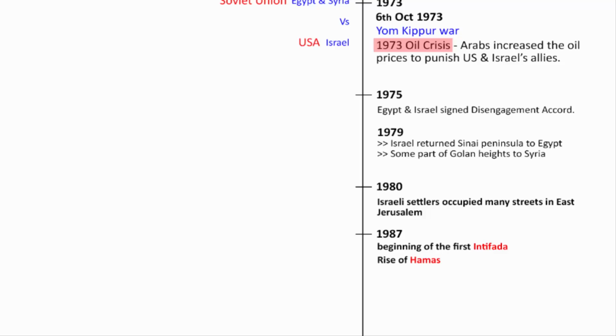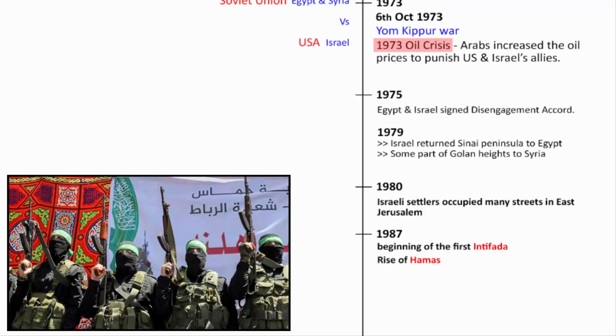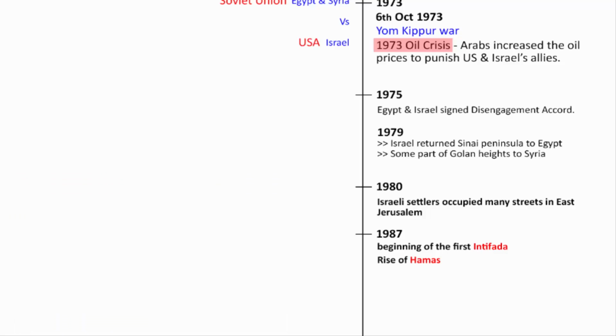From here you will notice the rise of Hamas. It is the Palestinian Sunni Islamic fundamentalist organization whose aim is to liberate Palestine from the Israeli occupation. In 2007, Hamas was designated as a terrorist organization by the United States, Canada, European Union, Israel and Japan.